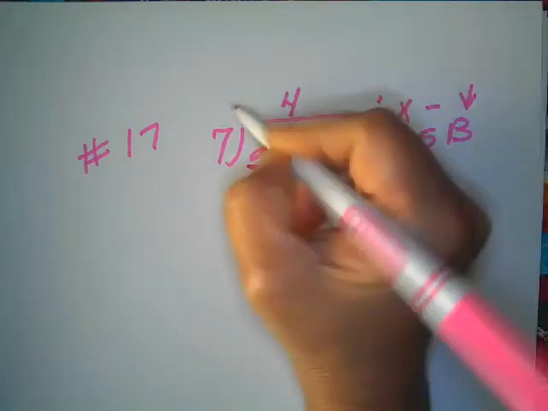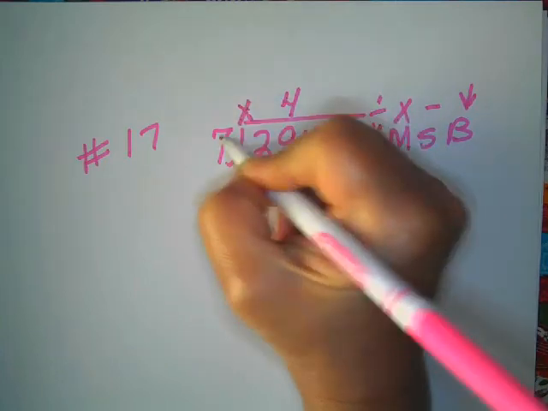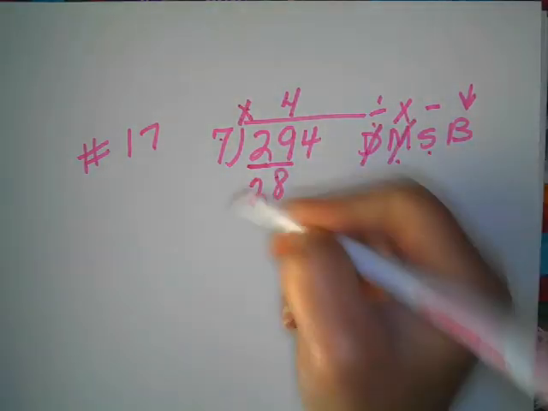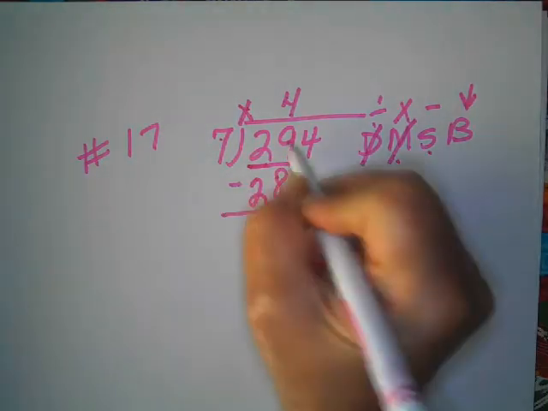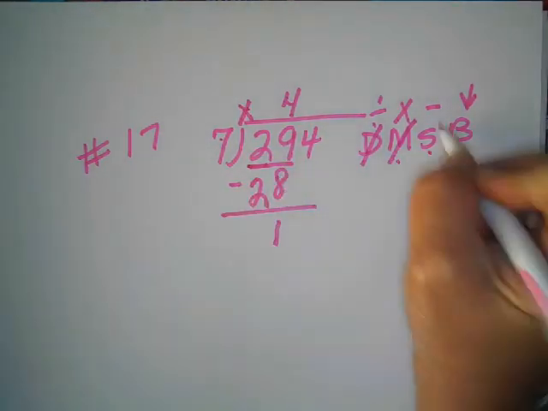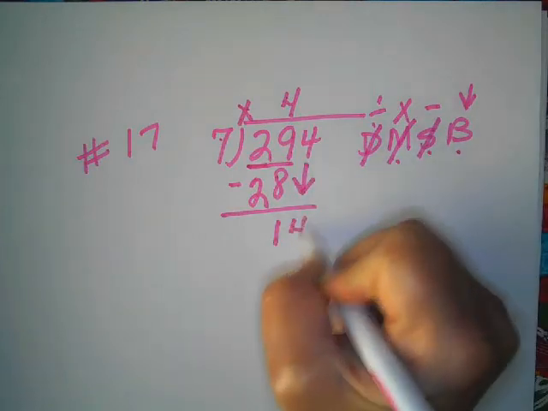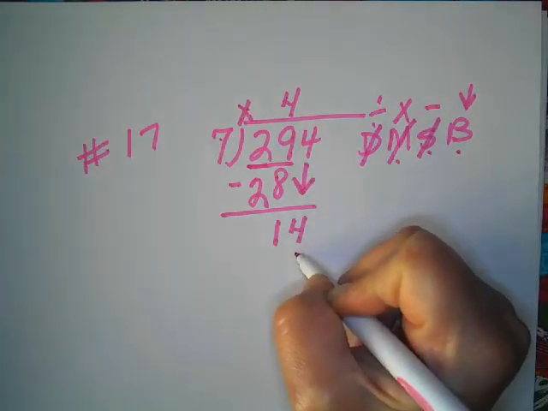Now we need to multiply. 4 times 7 is 28. And we're going to subtract. 9 minus 8 is 1. Bring down the number 4. And we have a brand new number.